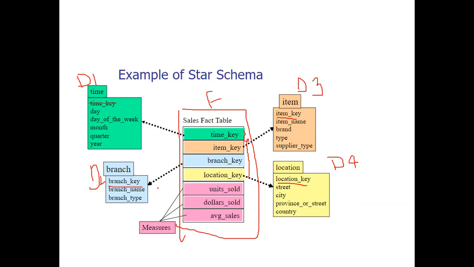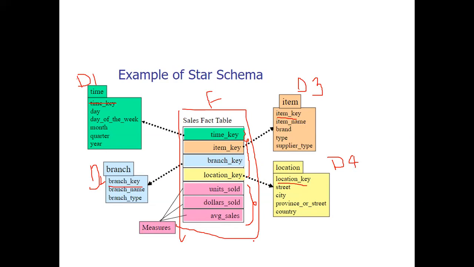dimensions and facts, right? And here unit sold, dollar sold, average sale, revenue, which we are going to analyze. These are called measures, right? So these are all called measures. These are the keys associated with each and every dimension table.